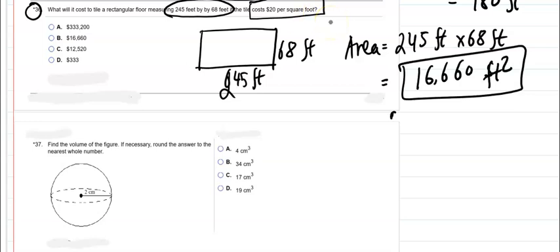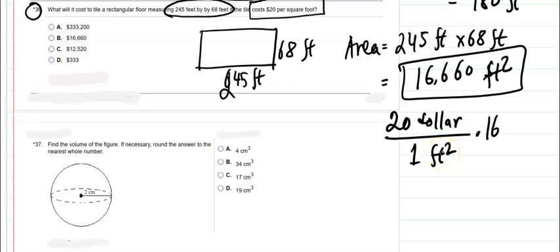So I'm looking for how much it costs. I know it costs $20 per 1 square foot. So I make a fraction, $20 divided by 1 square foot, multiplied by the 16,660 square feet of area I need to cover. So the square feet cancel. You multiply 20 by 16,660, you get $333,200. That's what it costs. A lot.